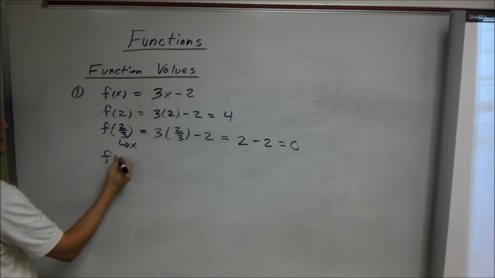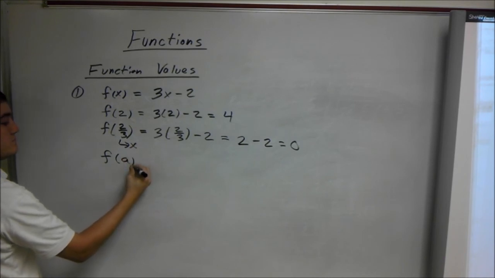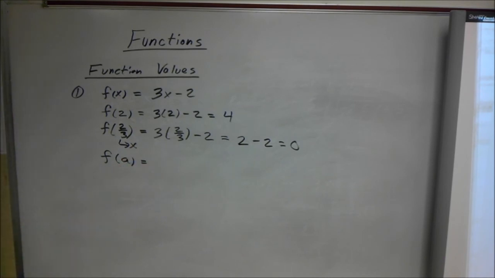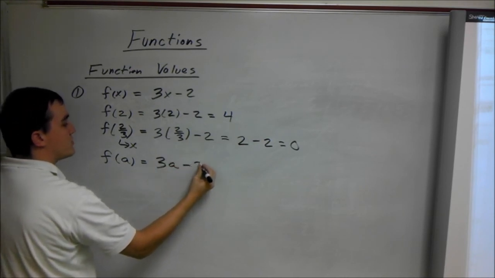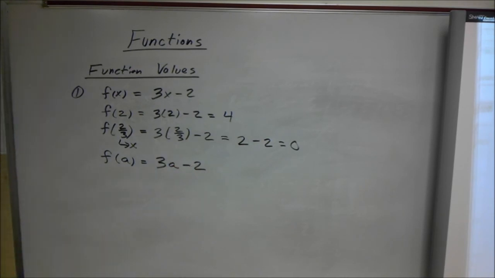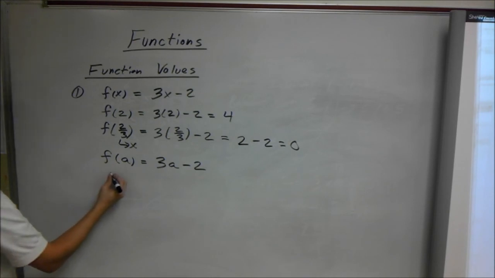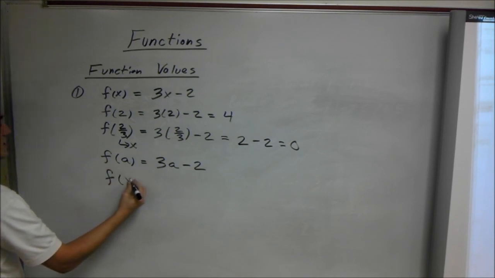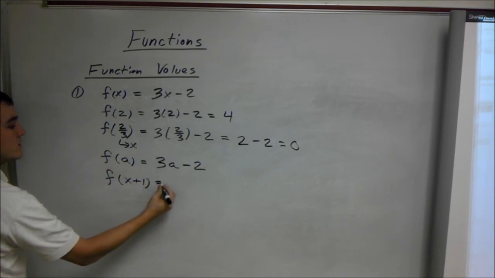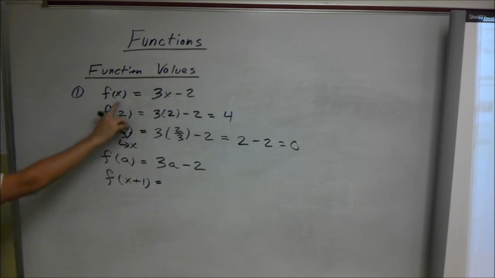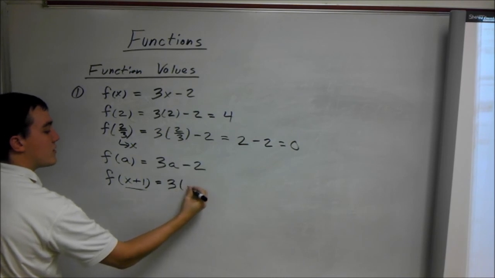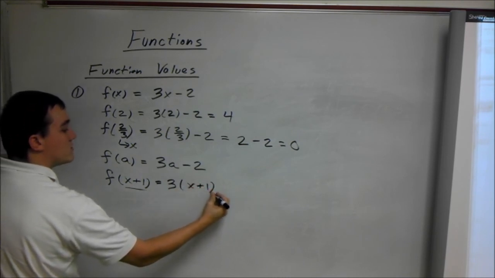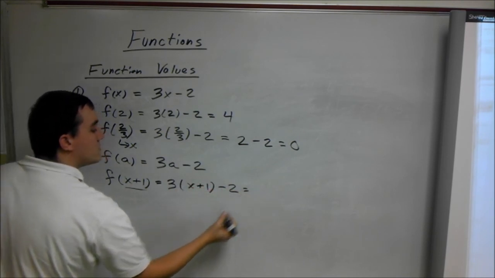For, say, something like f of a. All we're doing is replacing the x's with a's. So this wouldn't change much, just the letter, 3a minus 2. But they might throw a little bit more stuff in there with it, x plus 1. So it wants us to replace our x with x plus 1. So we'd have 3, make sure you use parentheses, x plus 1 minus 2.